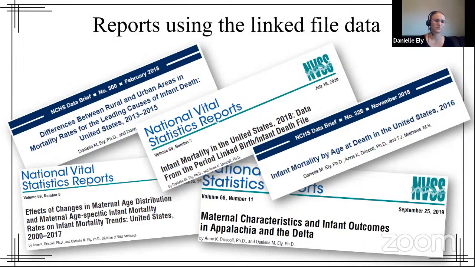So some examples of the reports that we've done using the linked file data include topics such as the differences between rural and urban areas and mortality rates for the leading causes of infant death, looking at just the general infant mortality by age of death, the effects of changes in the maternal age distribution and maternal age-specific infant mortality rates on infant mortality trends, and looking at maternal characteristics and infant outcomes in different regions of the US compared with the US as a whole.